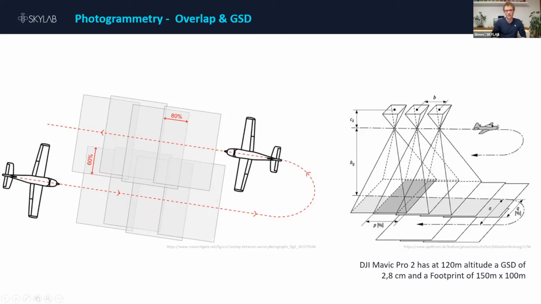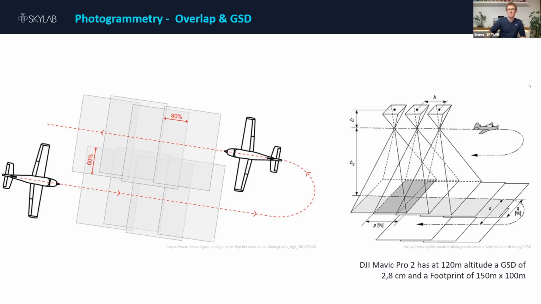On the right-hand side, you can see that the footprint of an image depends, of course, on the flight height, but also on the sensor. So you can see here a DJI Mavic Pro 2 at 120 meters altitude, which has a ground sampling distance of 2.8 centimeters. The footprint of that image is approximately 150 times 100 meters. So you can cover large areas with a drone, but of course you have to consider the overlap.